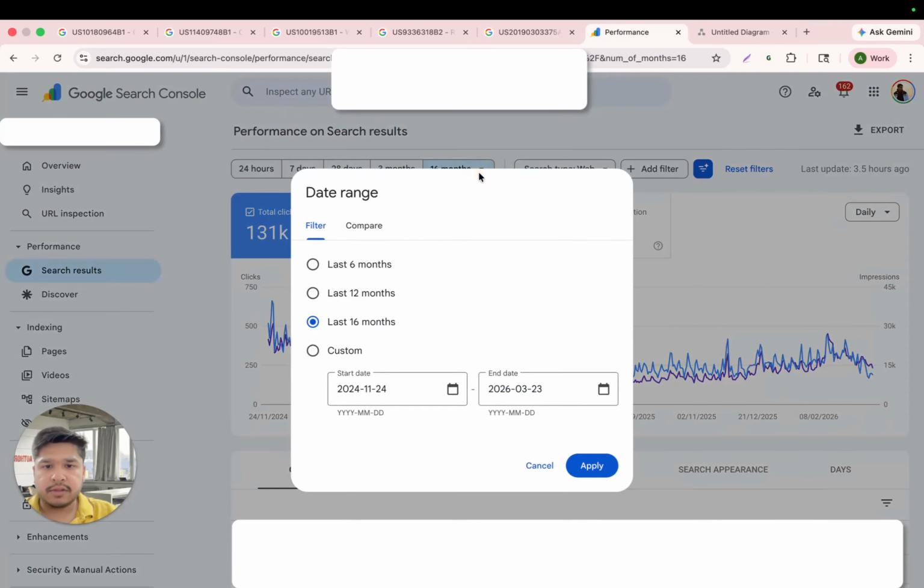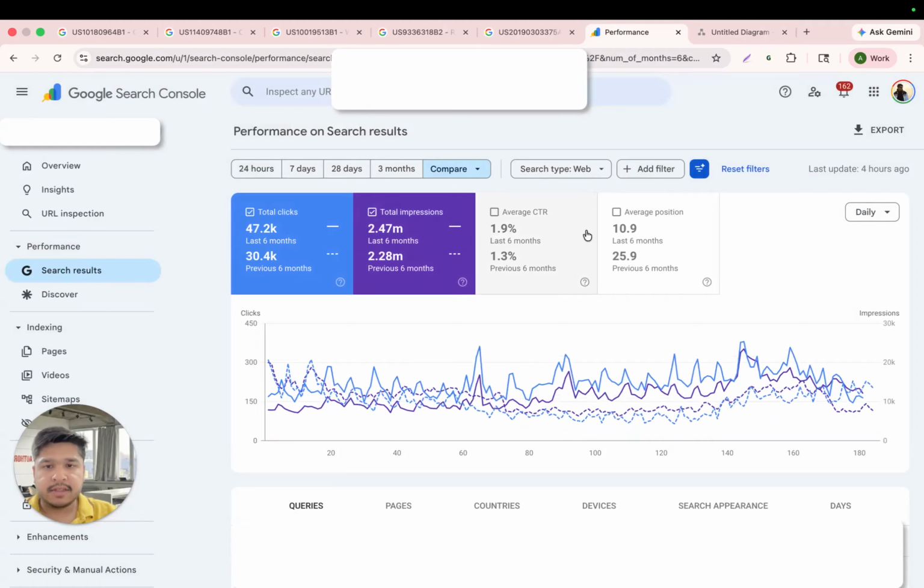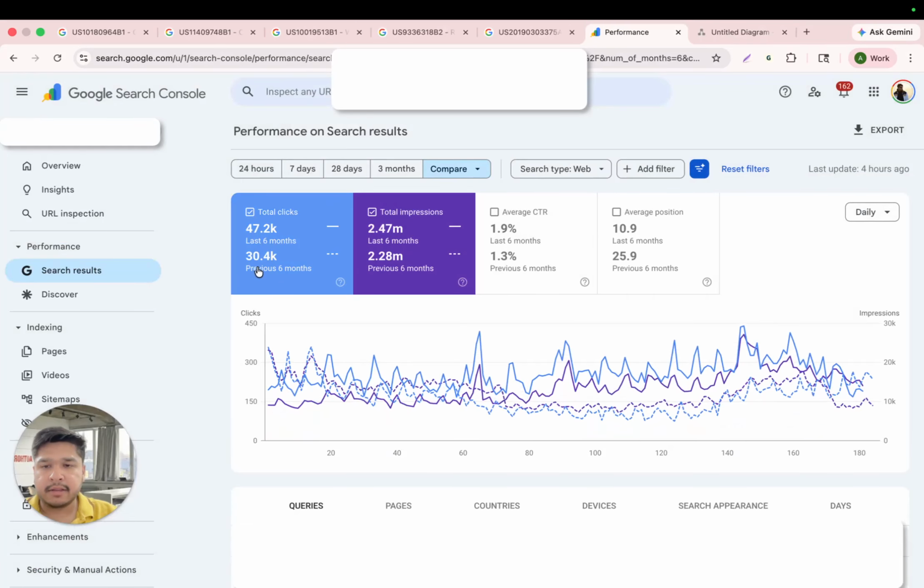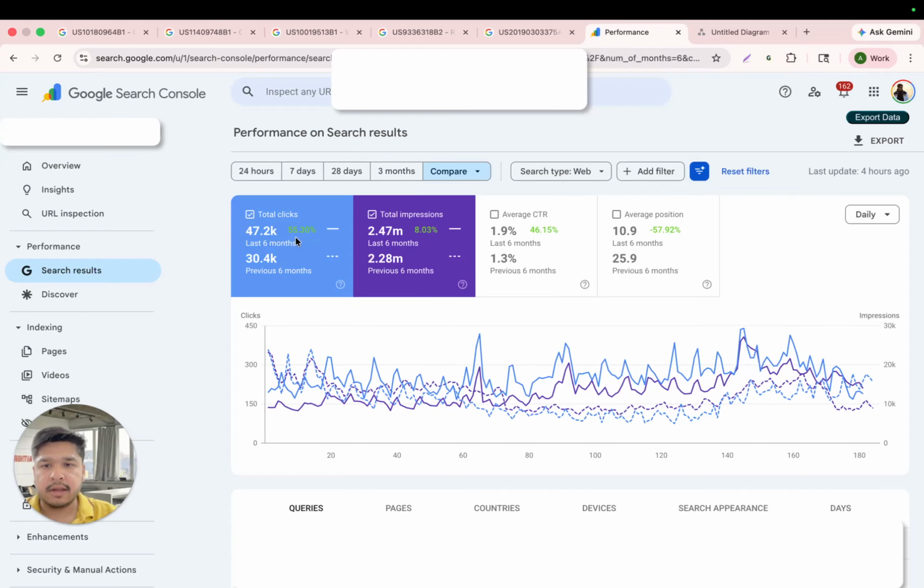So if you see their chart over 6 months, you can see earlier they were getting 30.4k clicks. Now they're getting 47.2k clicks, and you can also check the percentages from here. It's nearly a 55.30% increase in clicks in just 6 months, and an 8.03% increase in impressions in just 6 months. And you can also see the increase in the average CTR and the average position.